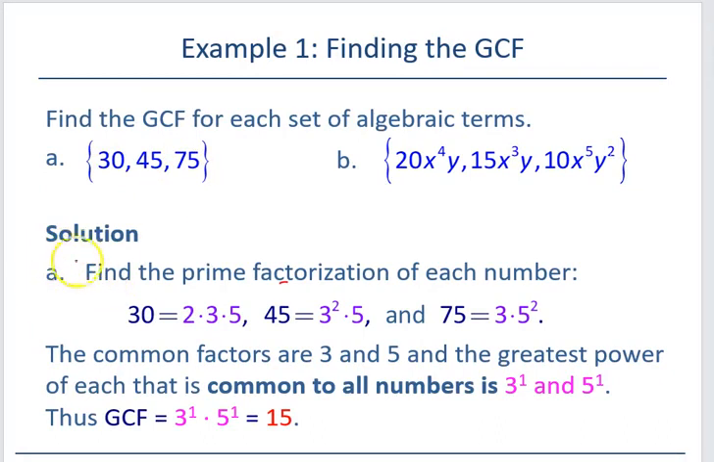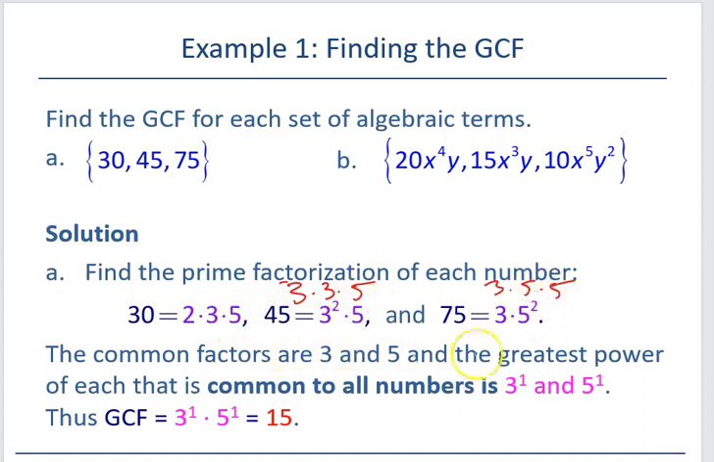And notice here for A, we're going to have the prime factorization of each number. Okay, we got 30 equals 2 times 3 times 5. And then for 45, remember that means 3 times 3 times 5. I'll write that down right there. 3 times 3 times 5, but 3 times 3 is 3 squared. And then 75 is 3 times 5 times 5, which is 5 squared. Okay, notice this does not have a 3 squared. This does, this doesn't. This has just a 5, this has just a 5, this has 5 squared.